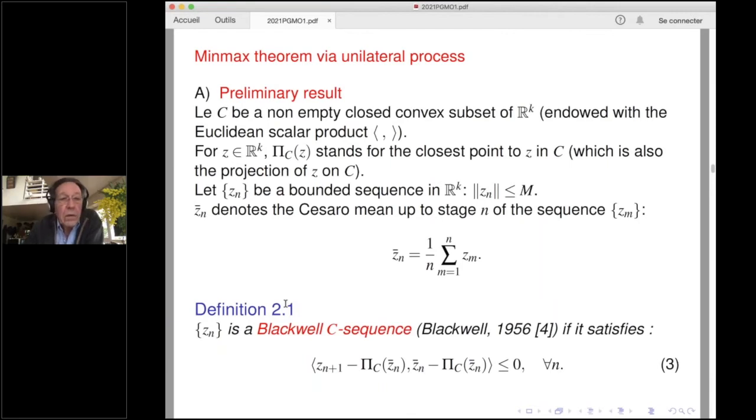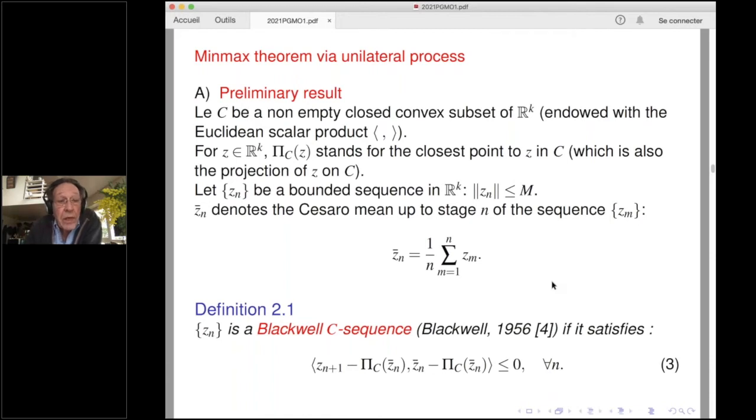Okay, the third proof will be a minimax theorem via a unilateral process. So it will be a kind of constructive proof. The previous ones were in continuous time using dynamical systems and differential equations. The next two will be in discrete time. And I will use this process again this afternoon and in the talk next week.